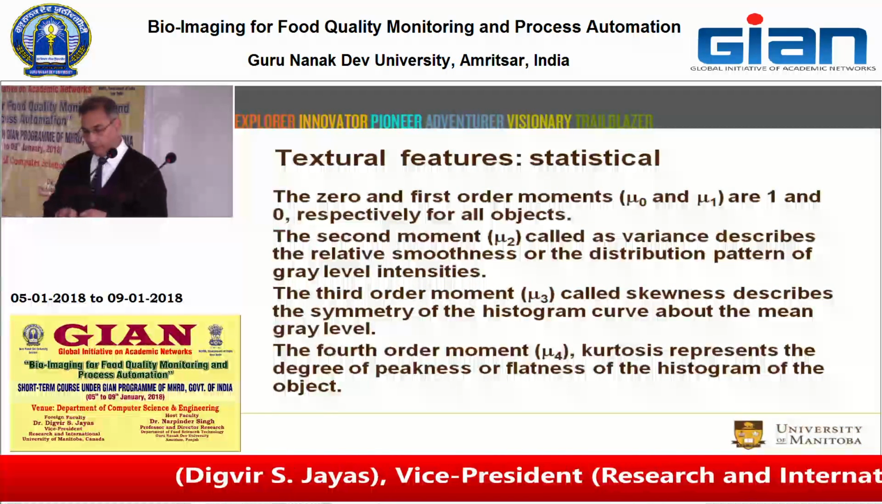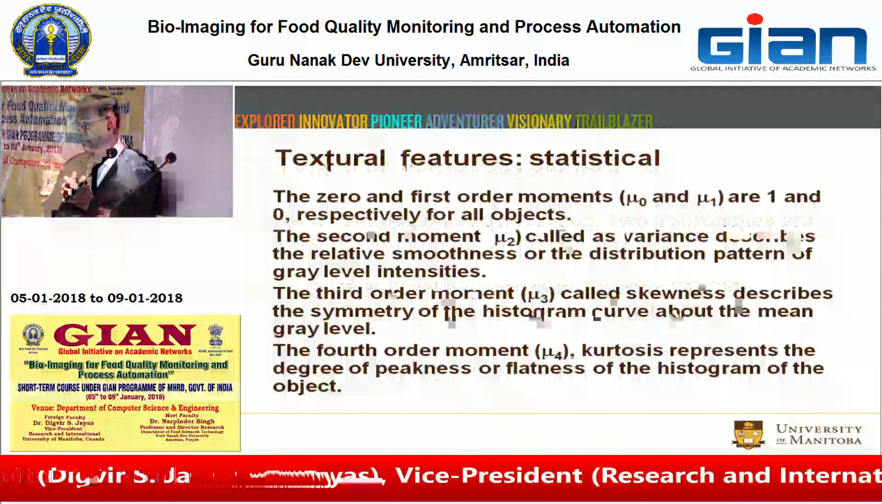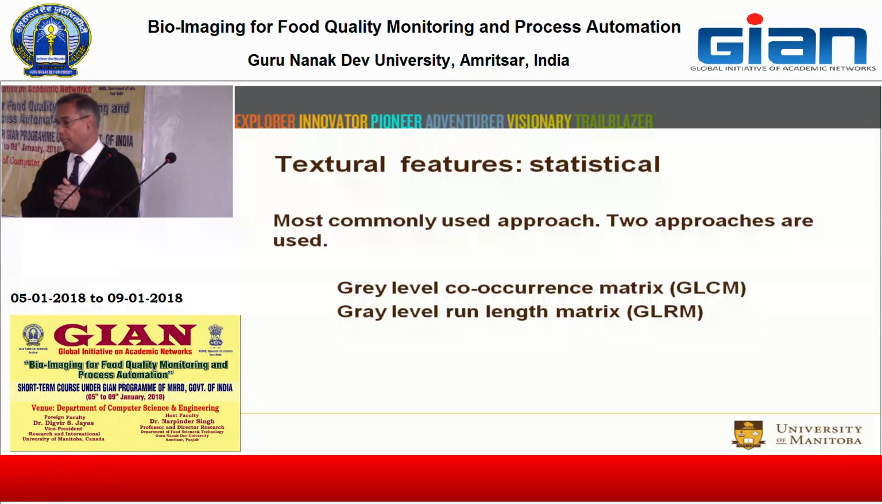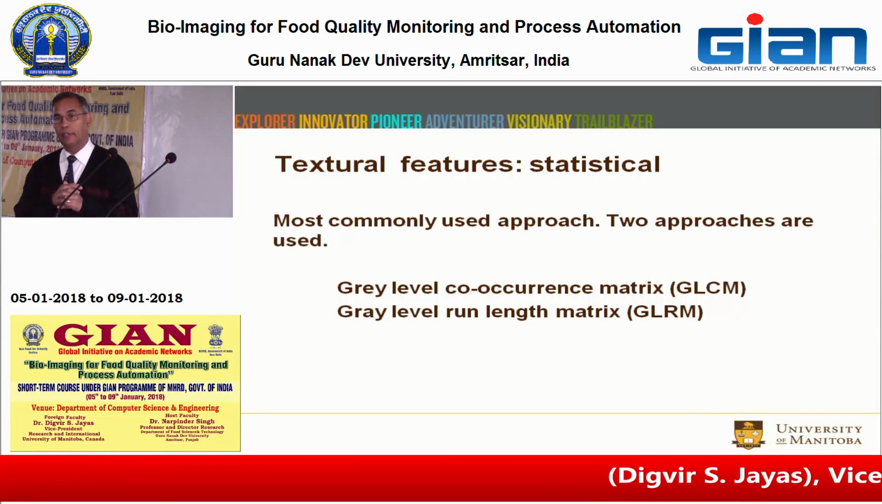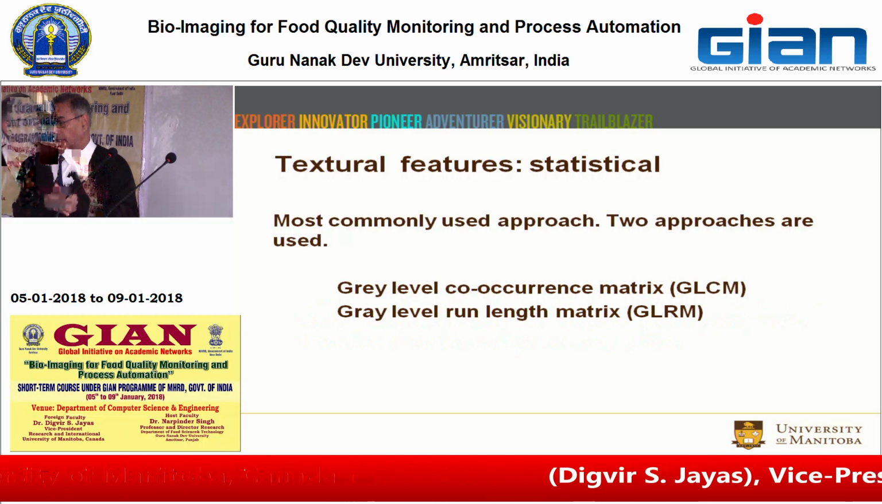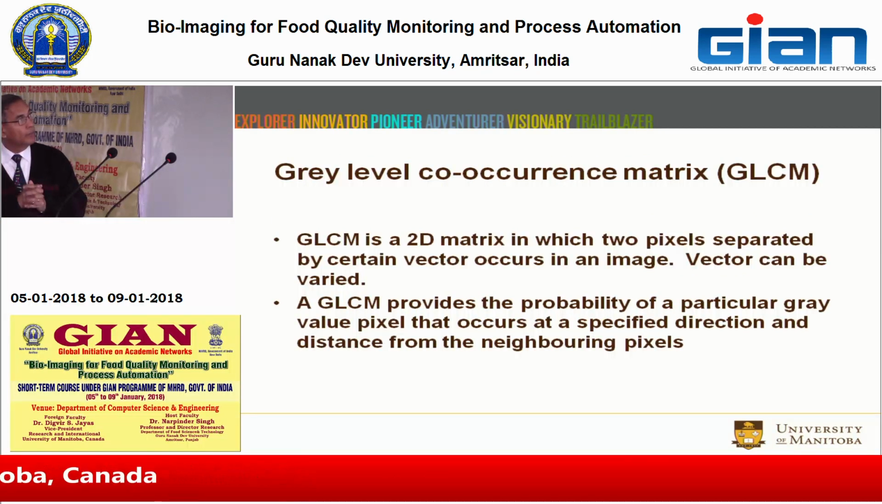The smoothness would characterize. The third order moment, mu3, is called skewness, and that describes the symmetry of the histogram curve above the mean gray level. So basically it gives you the symmetrical nature, and the symmetrical nature would tell you how the surface characteristics of the scales or granulation is patterned.